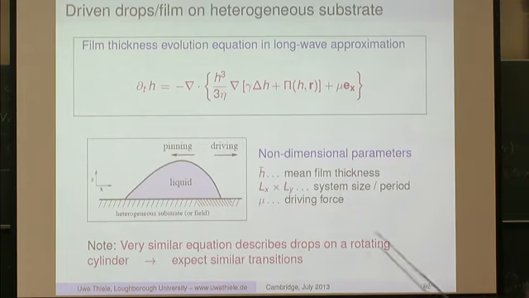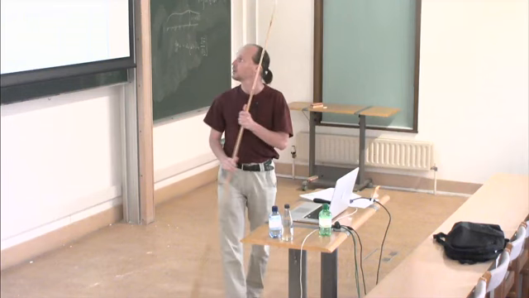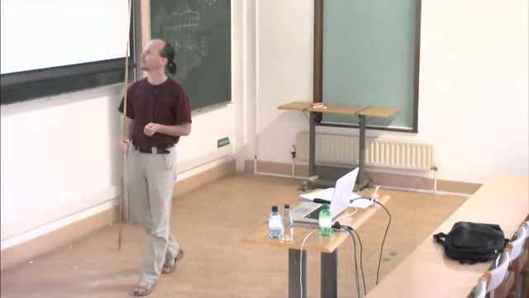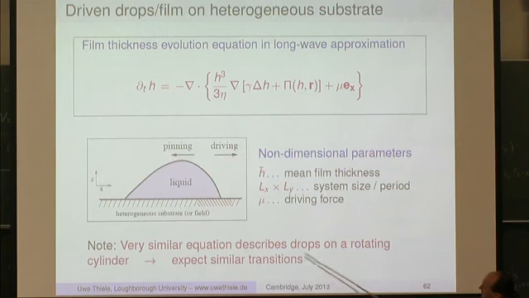Right? And now we assume we have a heterogeneous substrate where we have hydrophobic patches and hydrophilic patches. And we want to see how the solution behavior of the equation changes when we incline this further. Right? And just note that a very similar equation describes a drop on a rotating cylinder, and there we expect very similar transitions. Actually, one sees them there.